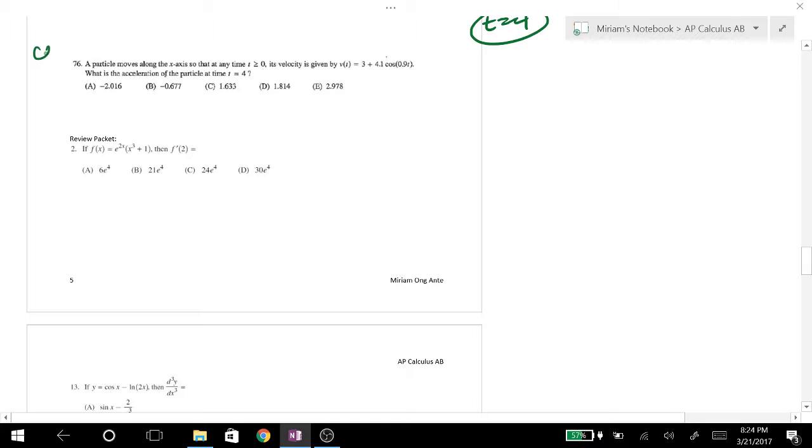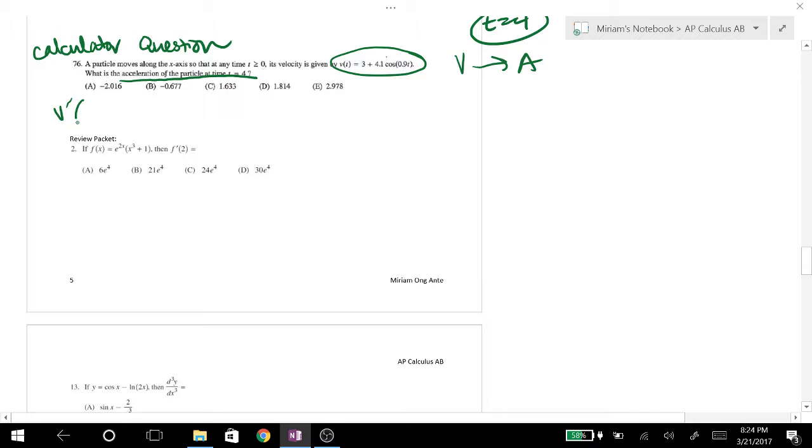Okay, so 76 is a calculator question. I'll let you answer that. They do give you the velocity, and they want to know what's the acceleration at time equals 4. So I know to get from velocity to acceleration, I need to take the derivative. So I need the derivative of velocity evaluated at 4. And just please make note to make sure that your calculator is in radian mode for this exam.